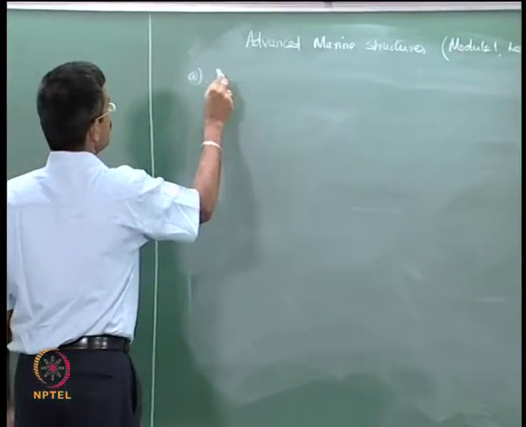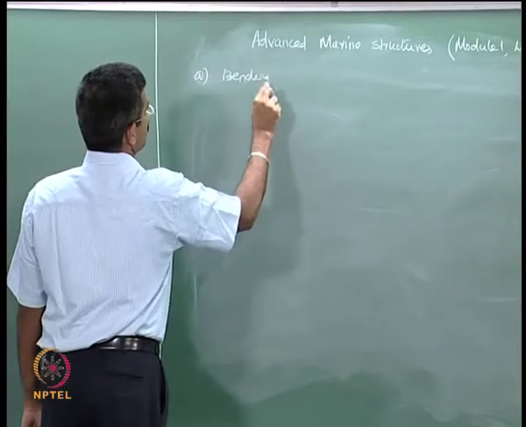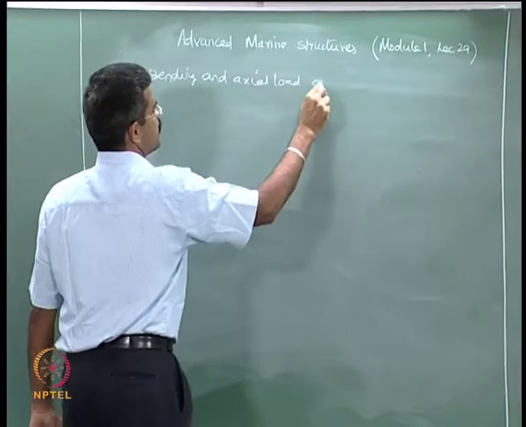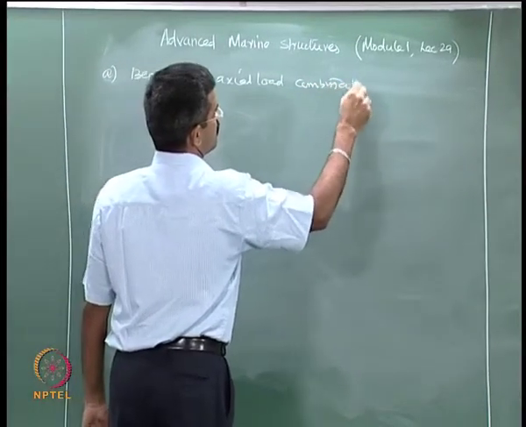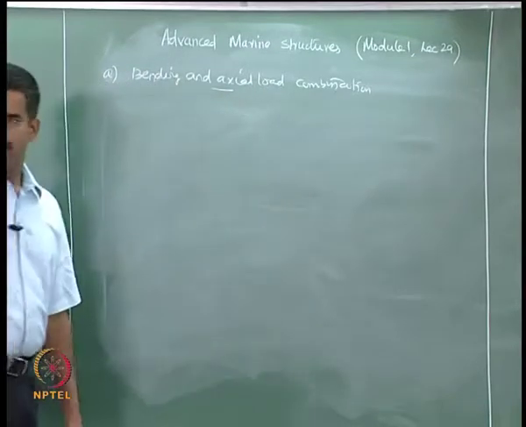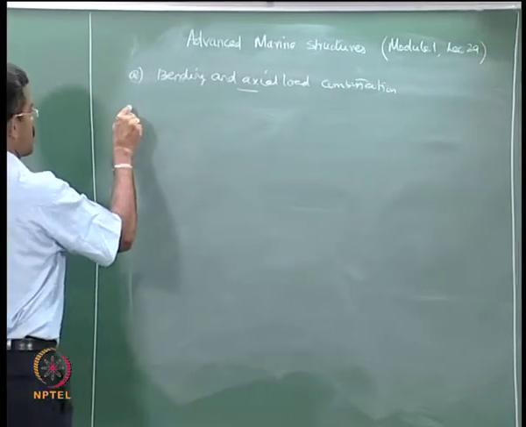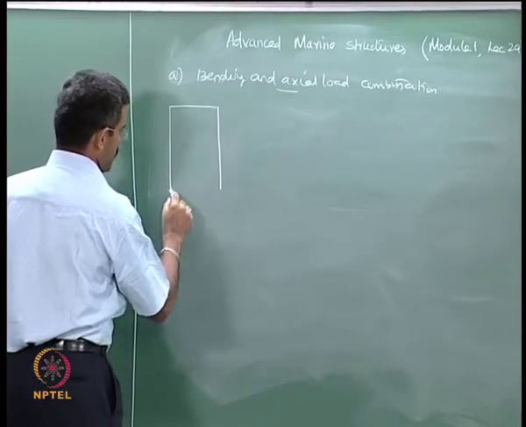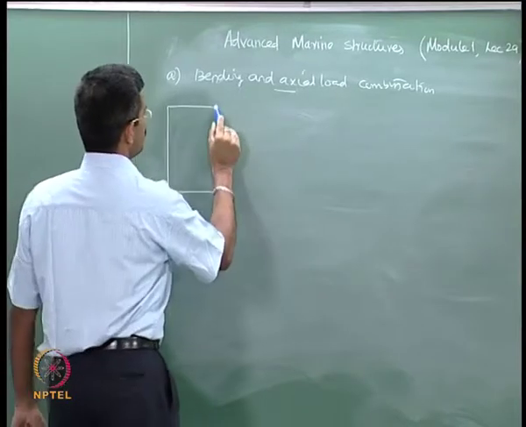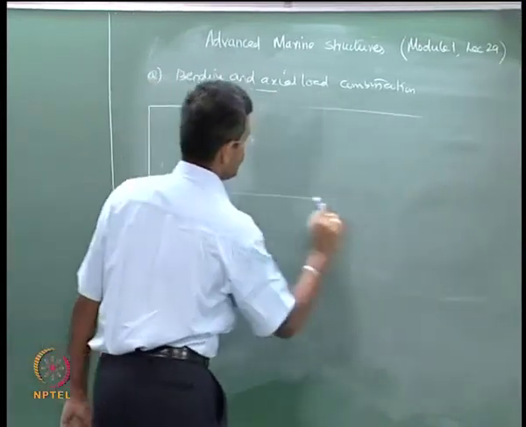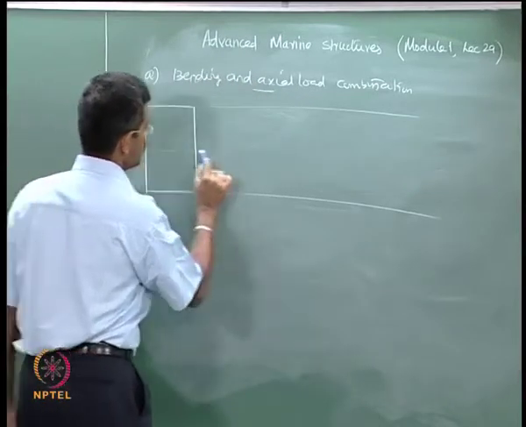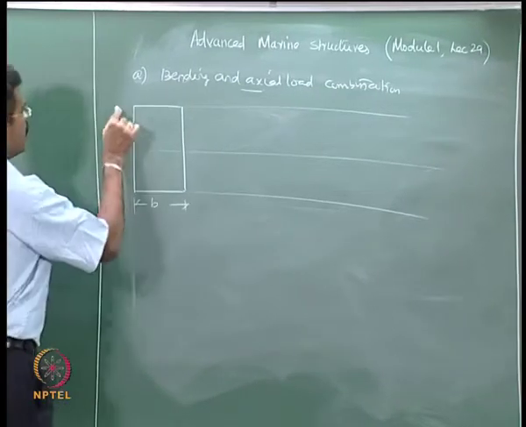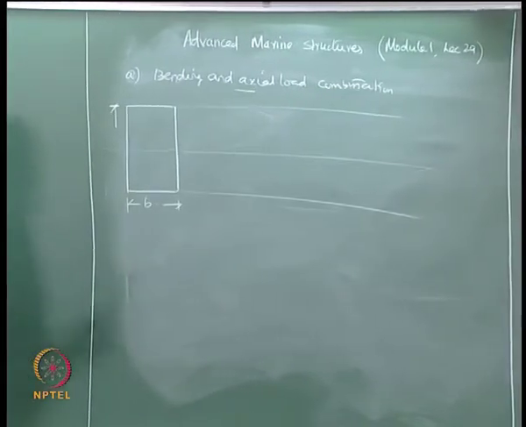Let us look at bending and axial load together. So, we will take up a rectangular section, we will also take up an I section later. First let us understand this. Let us say the section is having breadth as B and depth as H.